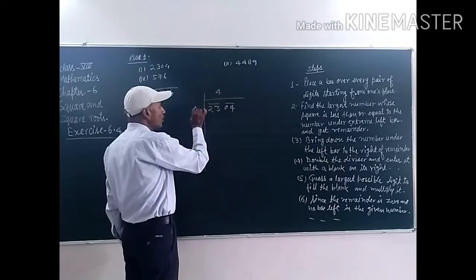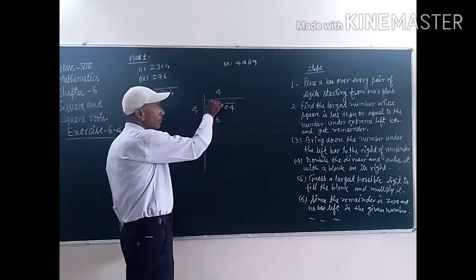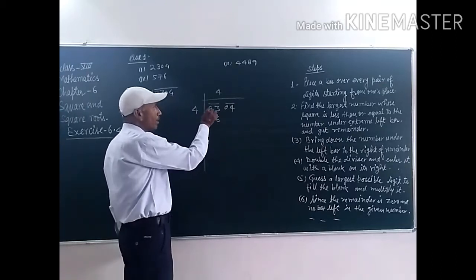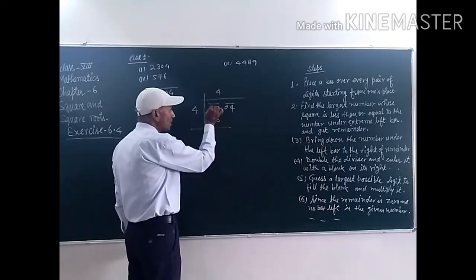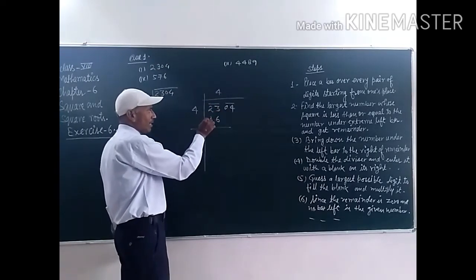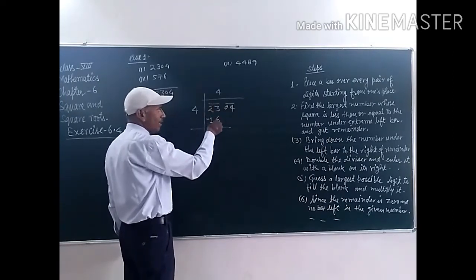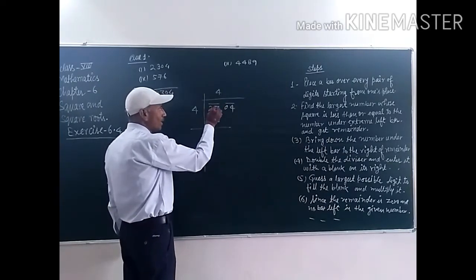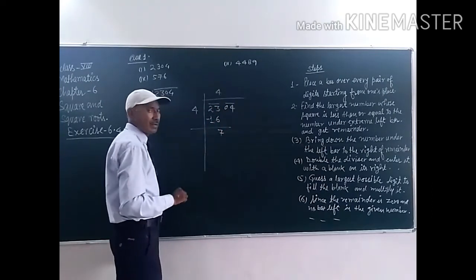So 4 fours are 16. We have to write this number under the first bar. Clear, students? So 4 fours are 16. And we have to subtract this 16 from 23, students. There is a negative sign. And we have to find the remainder, that is 23 minus 16, that is 7.